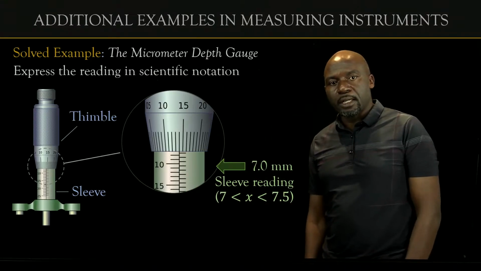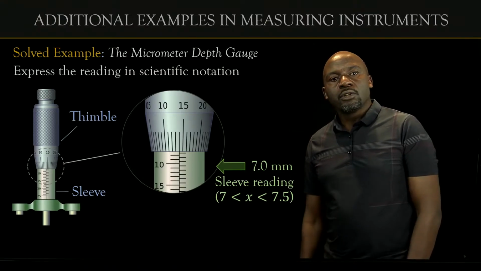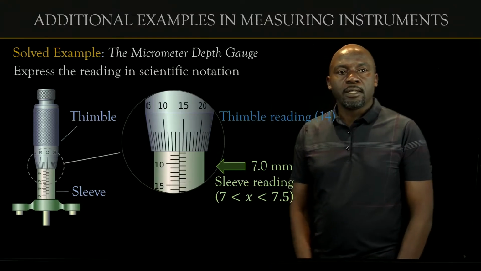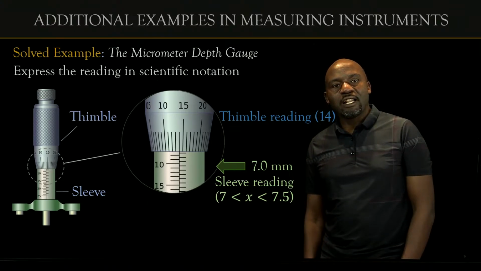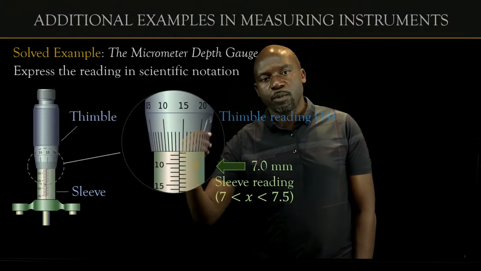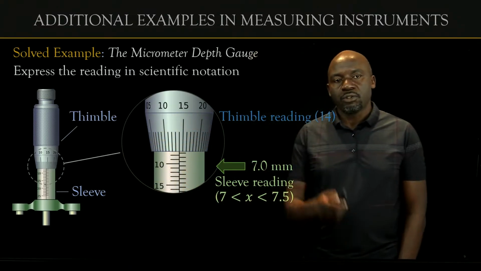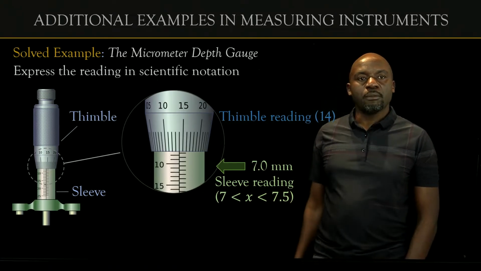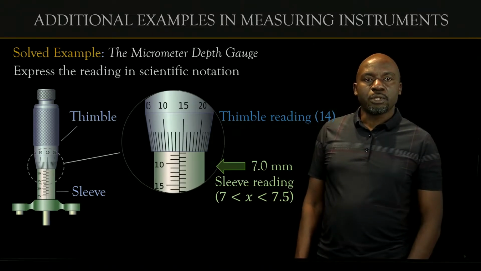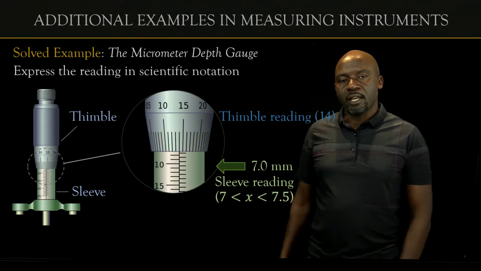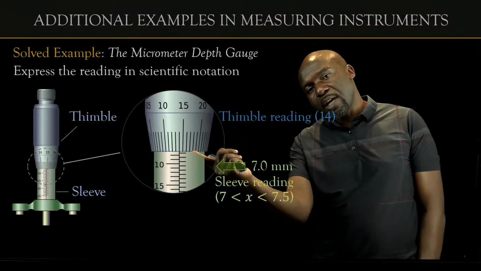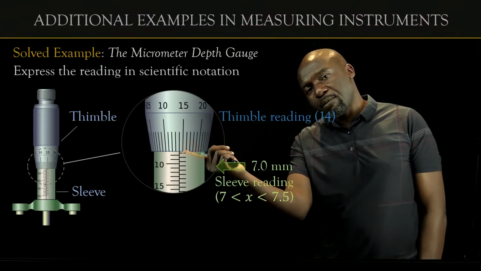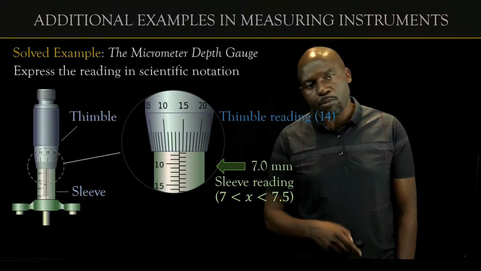Check that carefully and see that the reading is at 14. So we can say that the thimble reading is indicating 14, which we shall read as 14/100, okay? Because the thimble is split up into 100 parts. So 14 parts in 100 is the same as 0.14, which is to say that the reading as given by the thimble is 0.14 millimeters, which is to say the bit that is remaining down there from 7, before we get to 7.5, is just 0.14.